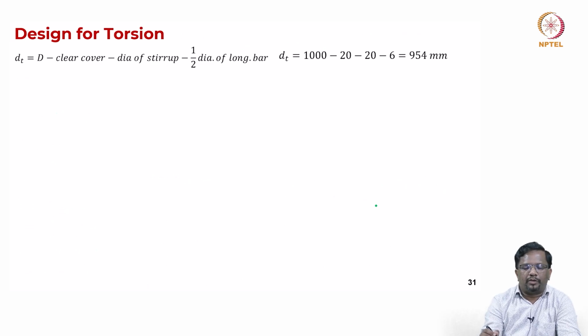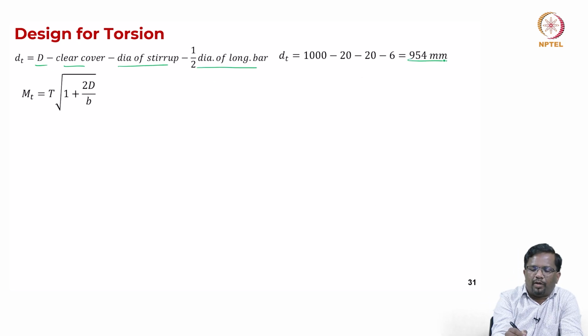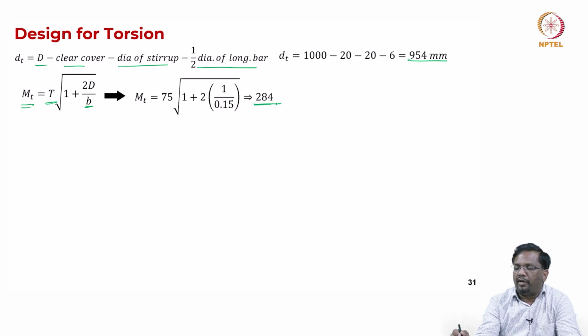Now, what is the effective depth? Overall depth minus clear cover minus diameter of the stirrup minus half the diameter of the longitudinal bar. If you substitute all of them, you get 954 millimeter. I am converting the torsion into an equivalent bending moment. You see, we got only 75 kilonewton meter in torsion, and when I convert it, because the depth is so large, 1000 millimeter, and breadth I have to take as the width of the web, not the flange, you will find that 75 will be converted into a much larger value of 284 kilonewton meter.